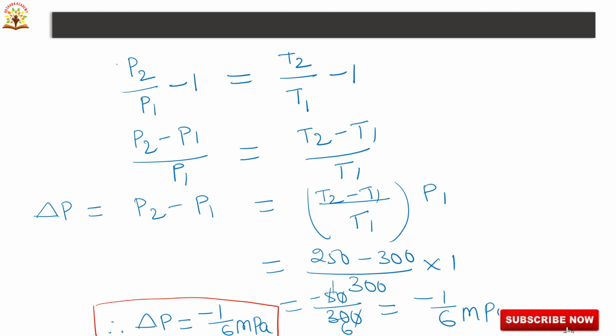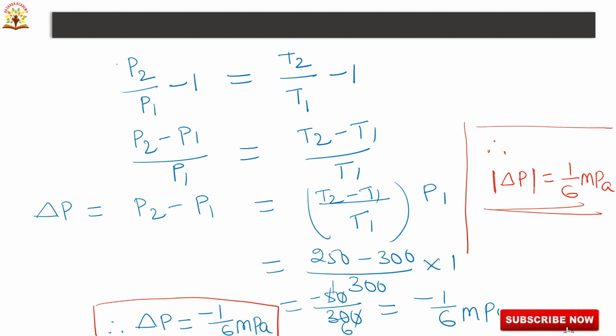Here the minus sign indicates a decrease in pressure. So the modulus of delta P is equal to 1 by 6 megapascals. This negative sign indicates a decrease in pressure. This is the final answer. Okay, next we will go to the next question.